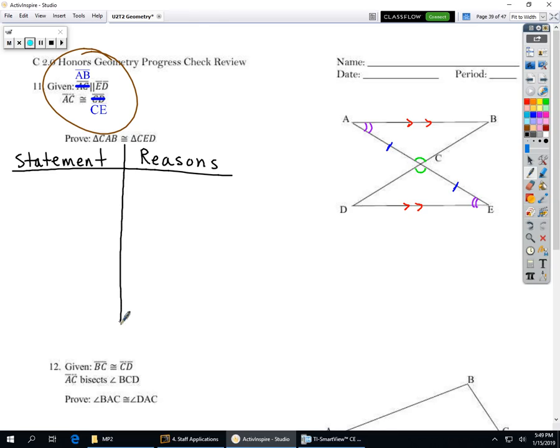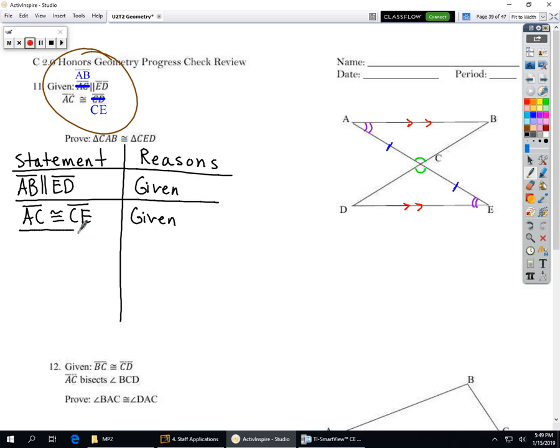First thing to do, let's state our givens. AB is parallel to ED. And that is a given. AC is congruent to CE. That is also a given. And now let's fill out the rest of the information.